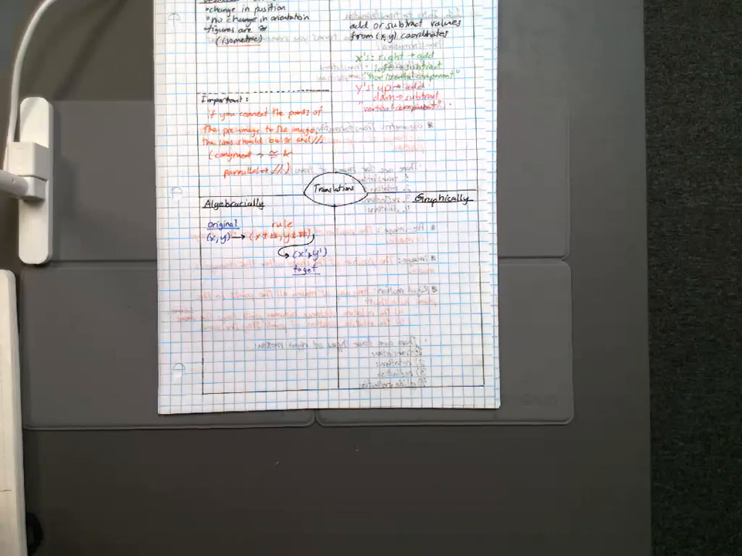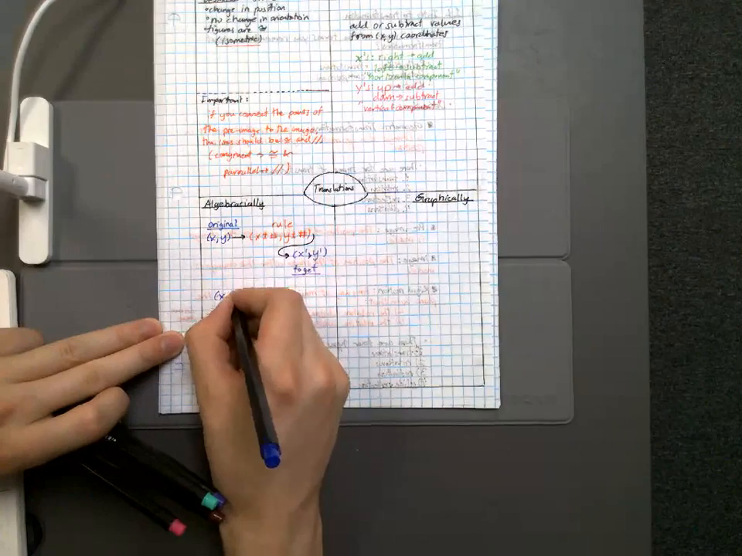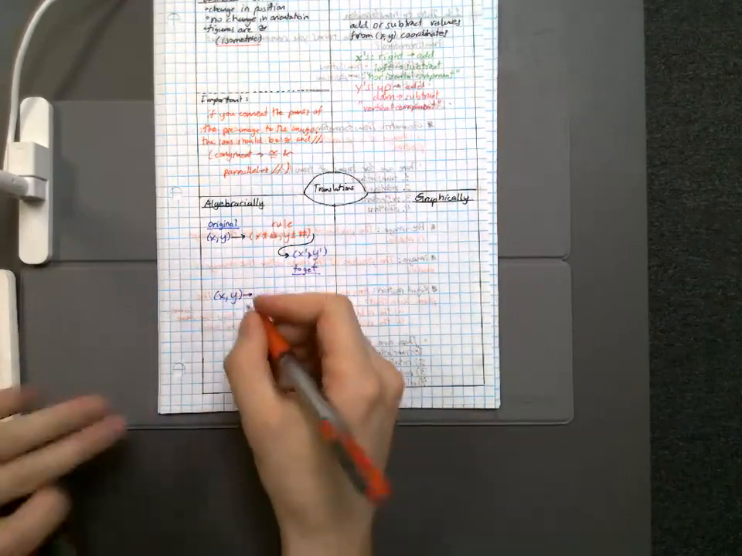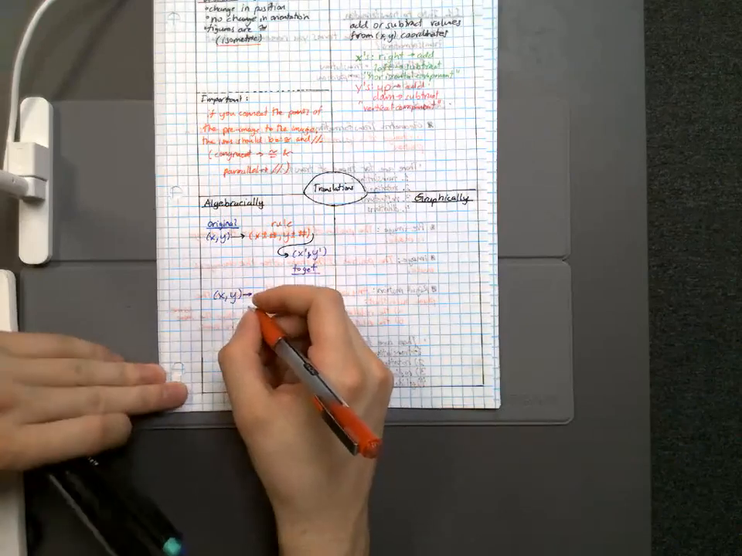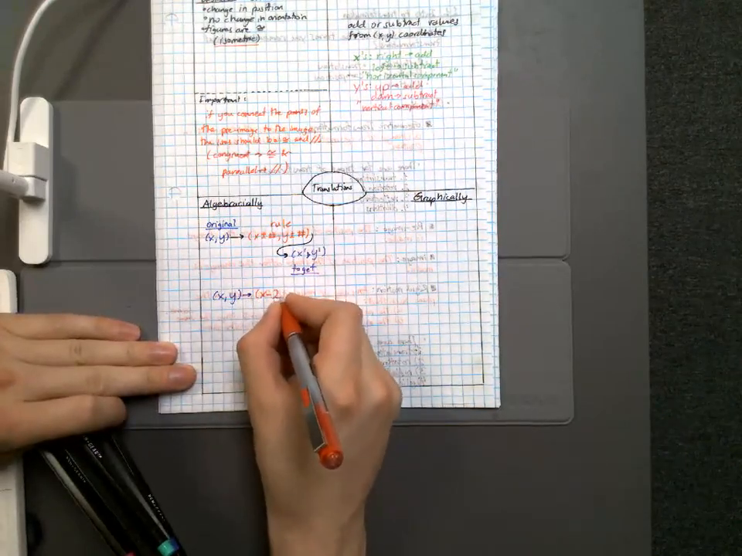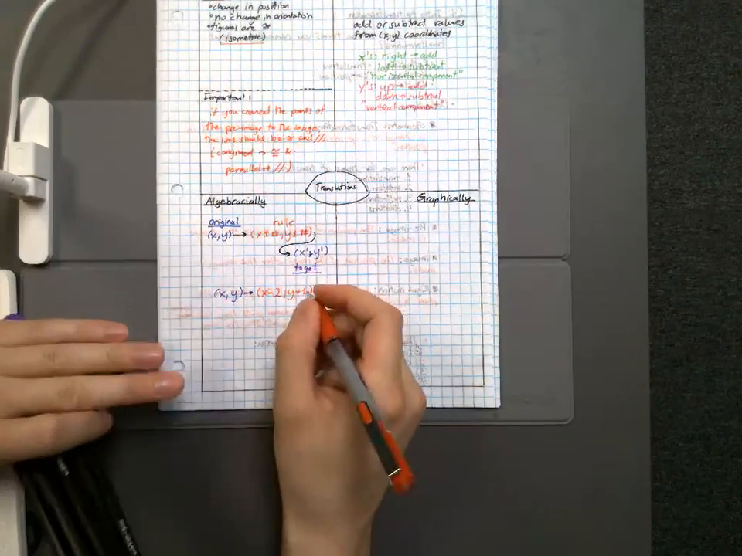All right. And finally, let's say we want an example of this. We'll have x, y. Okay? And we want to write a rule for, let's say, to the left 2 and up 1. So it'd be x minus 2, y plus 1. Okay?